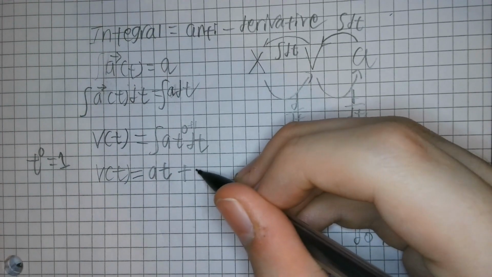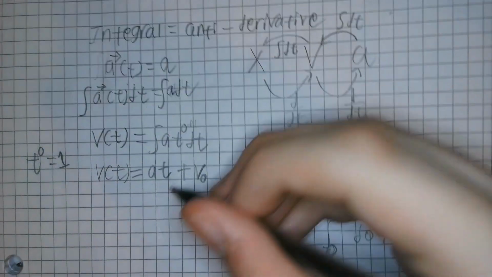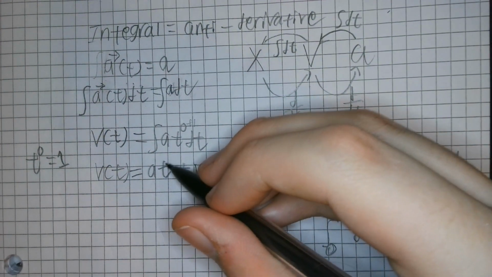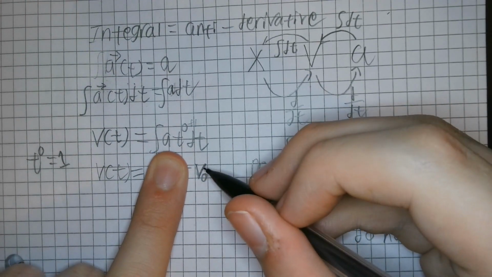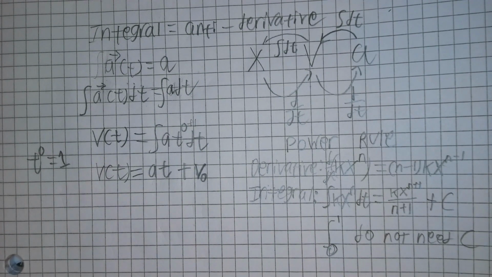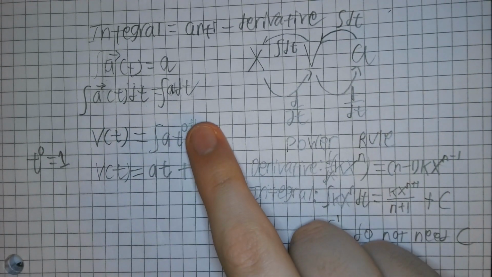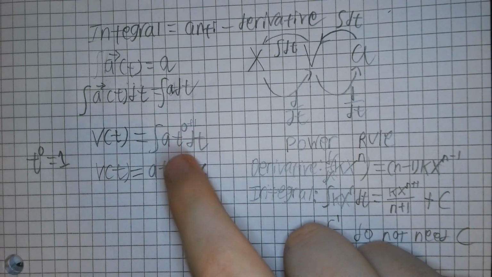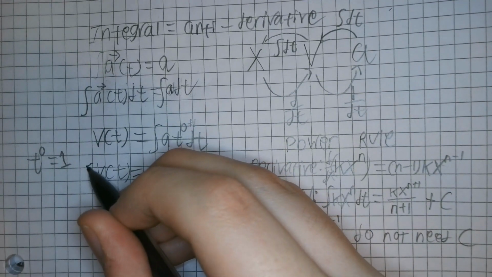Remember to add your constant, which in this case is going to be our initial velocity. So if time equals 0, that term equals 0. Cover that up, we just get our initial velocity. Okay? V naught is what I would call this. So we add 1, and then we divide by 1, which is just that value. So it's just at. Now we're going to integrate again.